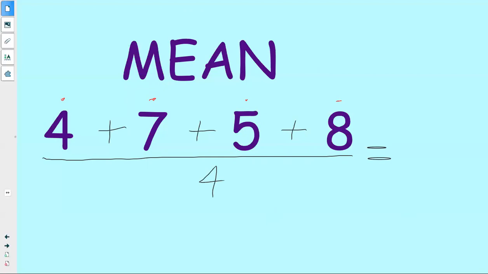So 8 add 4 is 12, add 7 is 19, add 5 makes 24. So we've got 24 divided by 4, and 24 divided by 4 is in fact 6. Okay, next one.